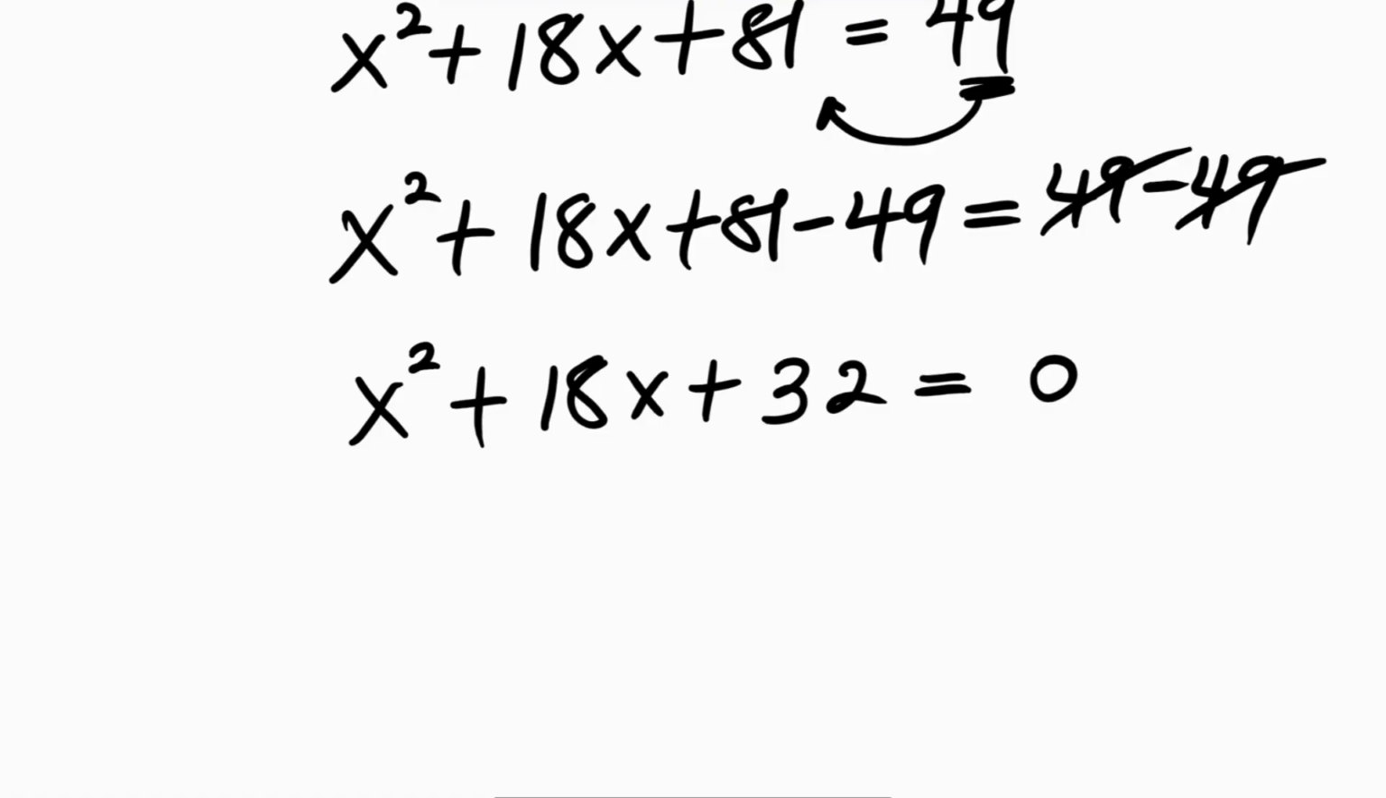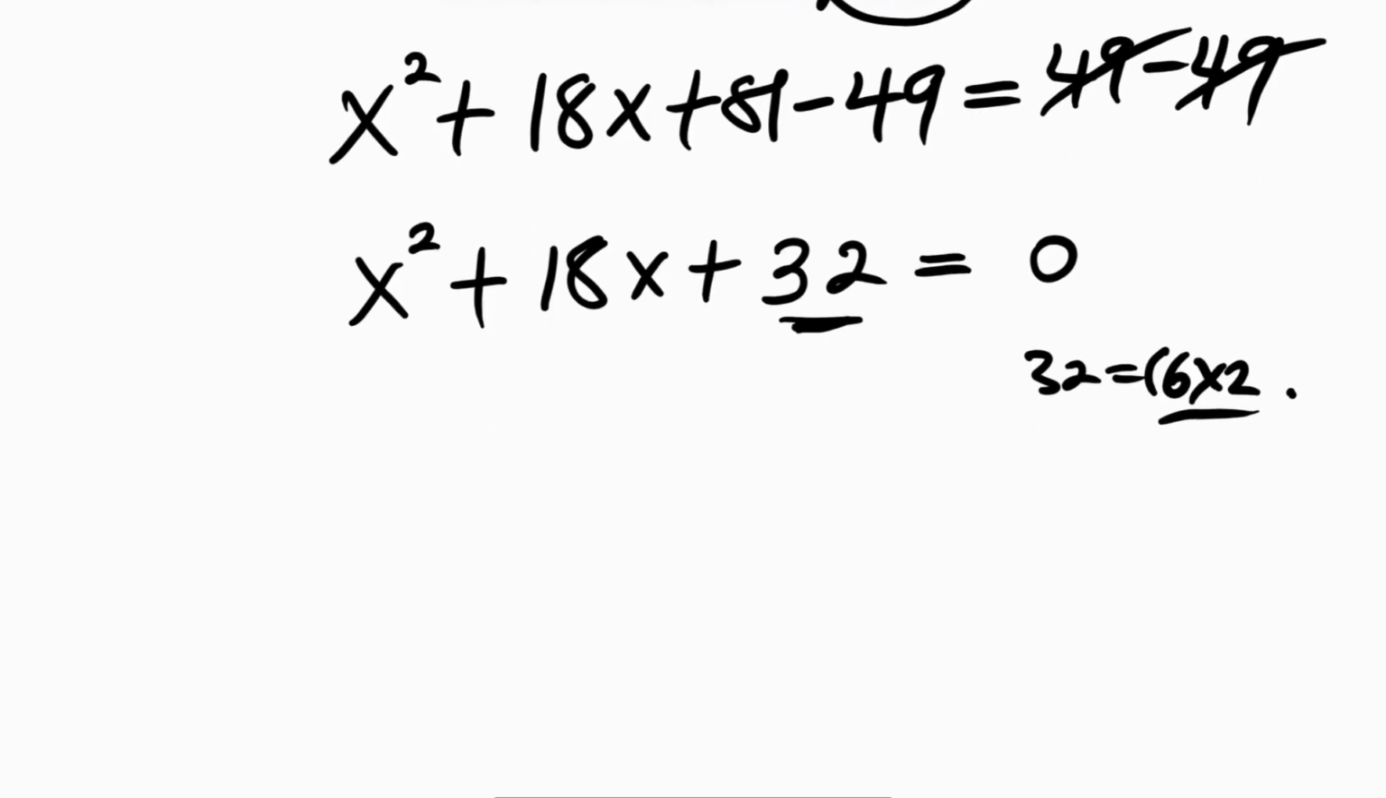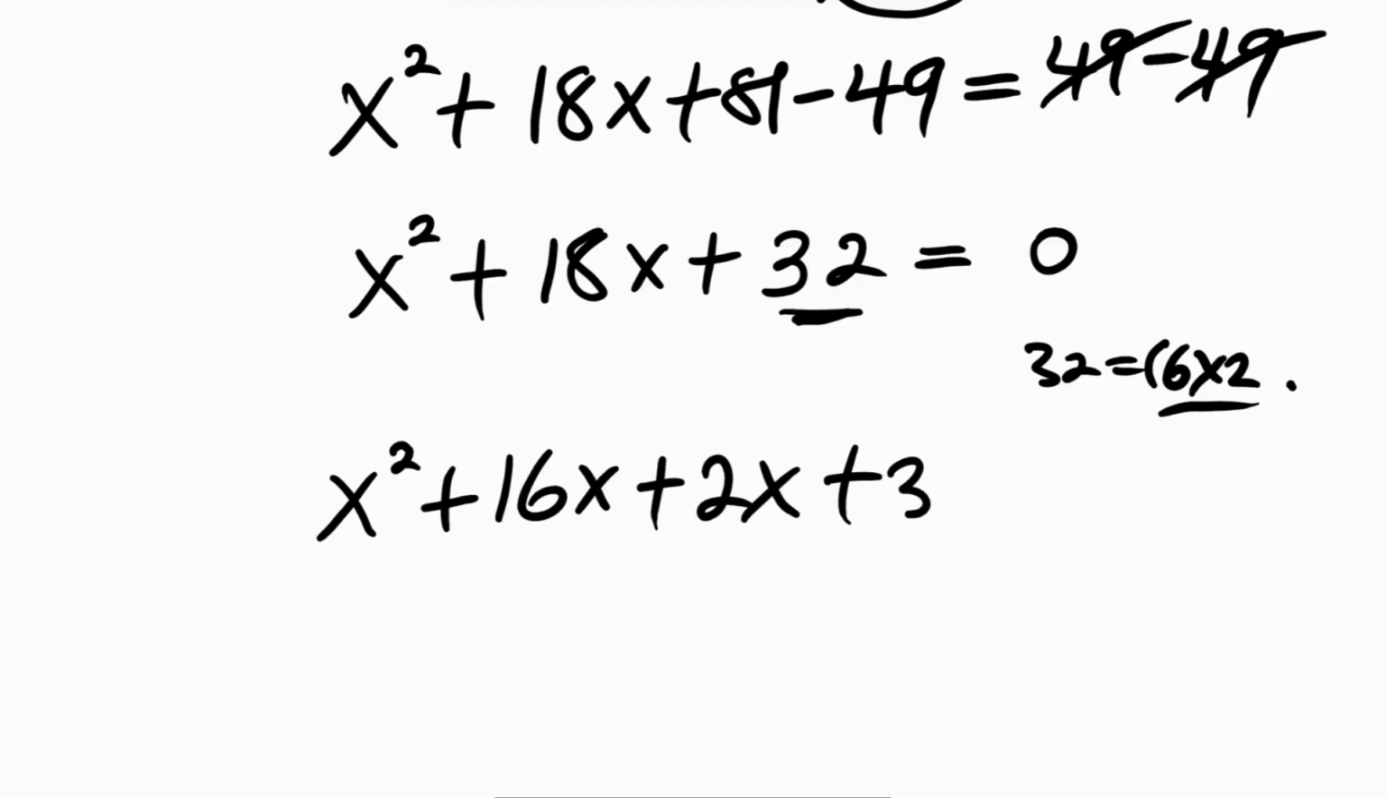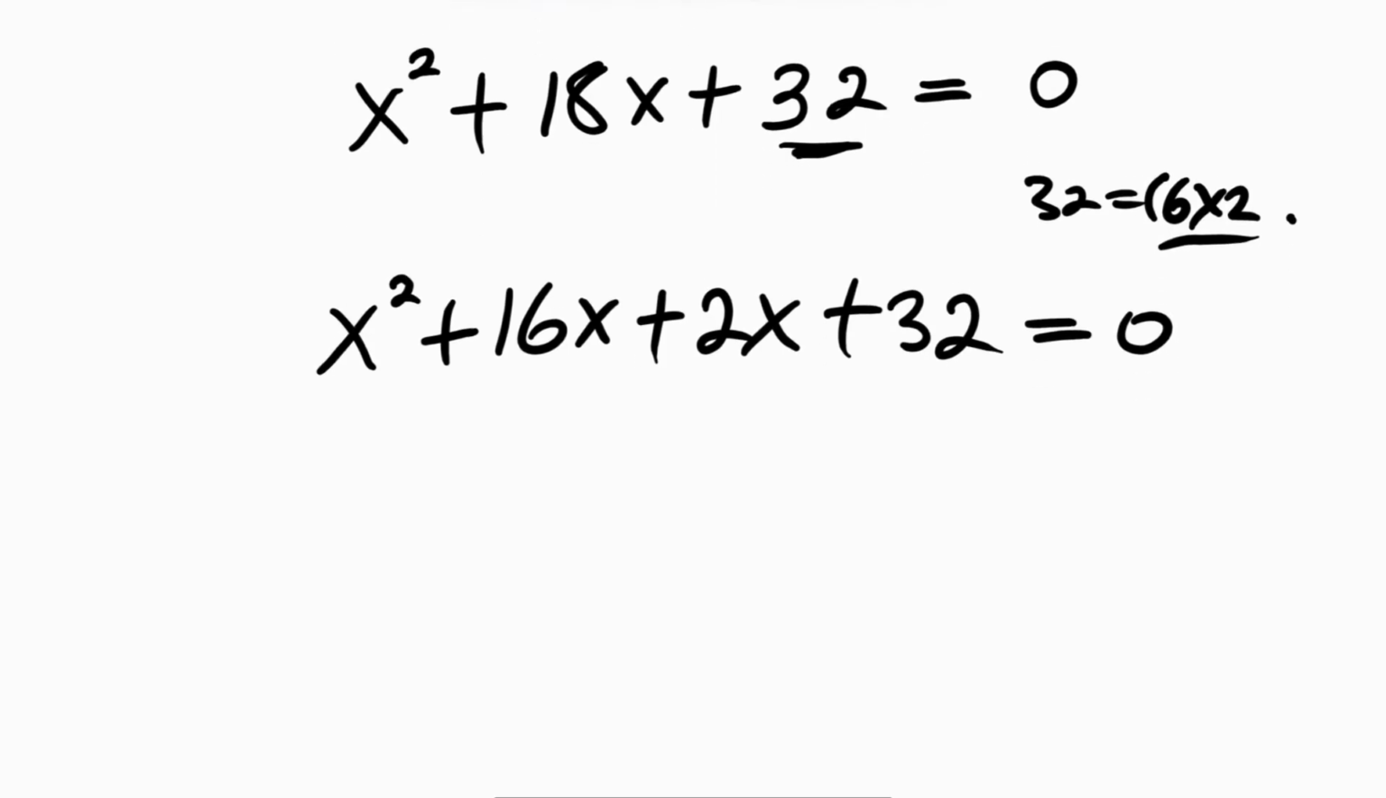What are the two numbers that we can multiply to give us 32, and when we add them up, we'll still get positive 18? Okay, so those two numbers will be 16 and 2, because 16 times 2 is 32, and then 16 plus 2 also gives us positive 18. So now we have x² + 16x + 2x + 32 equals 0.